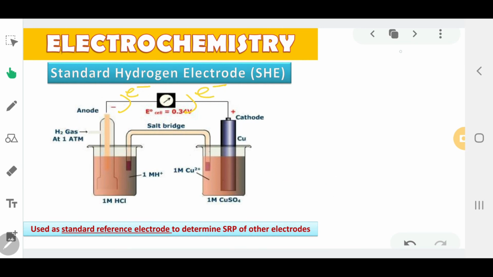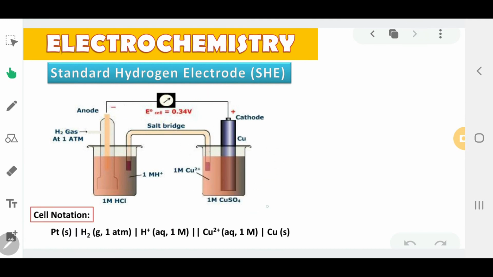Okay, so if you have done all of this, when you look at the area over here, you can see that the E0 cell value is 0.34 volts. Therefore, that is going to be the reference point that we're going to use to find out what is the half cell, or the E0 cell, for your copper. So the cell notation, if you want to write this cell notation, we have done this before. So this is how you're going to write it for the standard hydrogen electrode, all the setups over here.